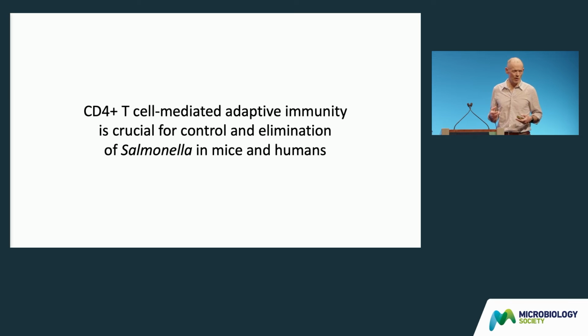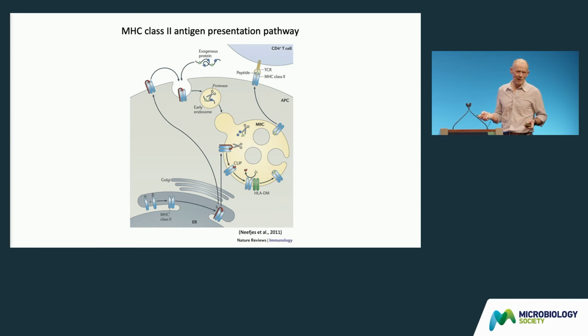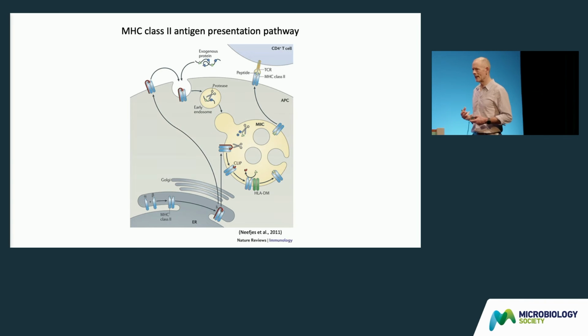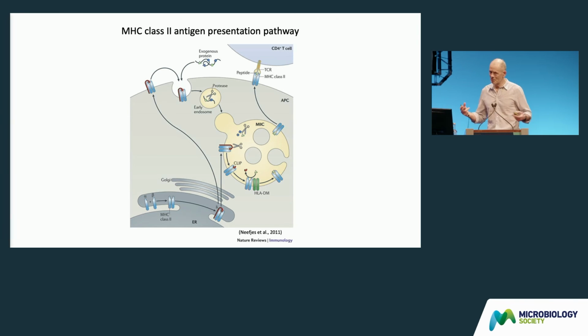There are very good GWAS studies showing that MHC2-controlled CD4 T-cell responses have a huge effect on your ability to control and eliminate Salmonella, and similar studies in mice. So the question arises whether there's been enough time in evolution, the association of Salmonella with the mammalian host, in the order of maybe 150 million years or so, for that to be enough selective pressure to select for the emergence of a protein that can interfere with that response.